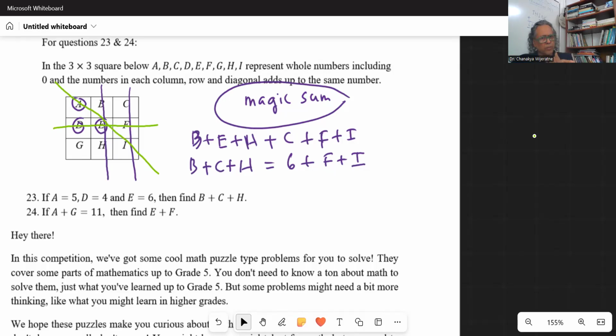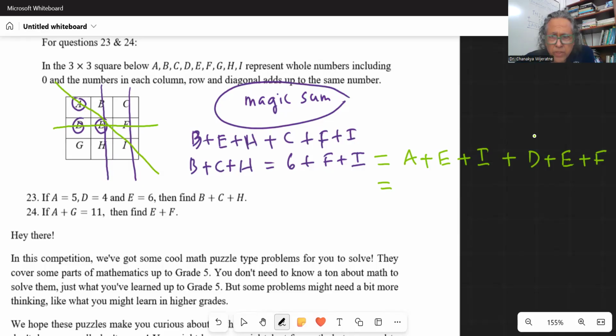If I add them up, it has to be equal to this, because two rows add up the same, and this row and the column add up to the same number, because each row, each column, each diagonal adds up the same number. All right. So A plus E plus I, that diagonal, plus that row, or D plus E plus F.